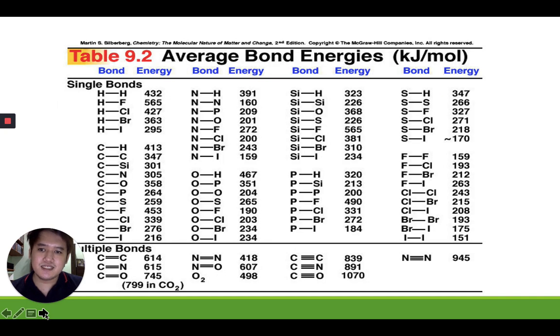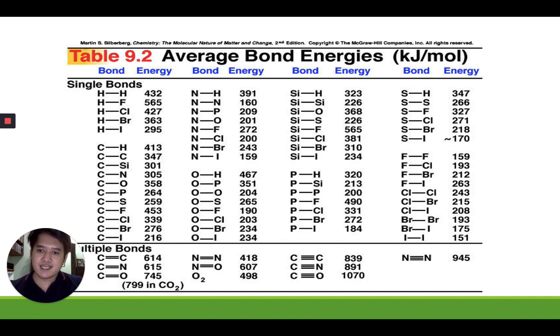Next, here is a listing of the average bond energies. And by the way, bond energies are measured in terms of kilojoules per mole of atoms. We will discuss more on moles later on, but I'd like you to focus your attention on this one. For single bonds, again, the arrangement is fluorine, chlorine, bromine, iodine. If you've noticed, this is arranged according to increasing atomic radii, right? Increasing atomic radii. But look at what happens to the energy. You see also a decreasing trend.